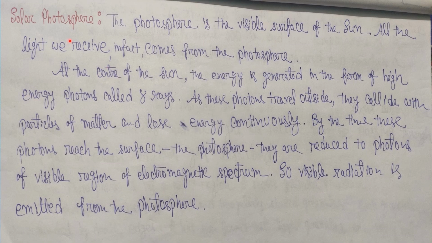So, solar photosphere. The photosphere is the visible surface of the Sun. All the light we receive in fact comes from this photosphere.